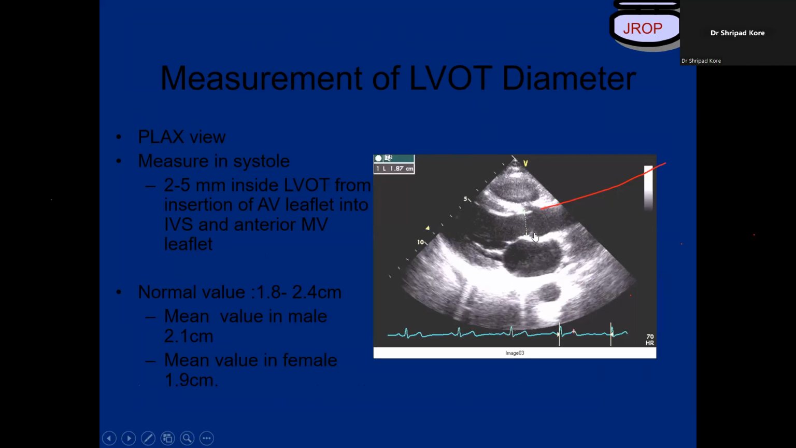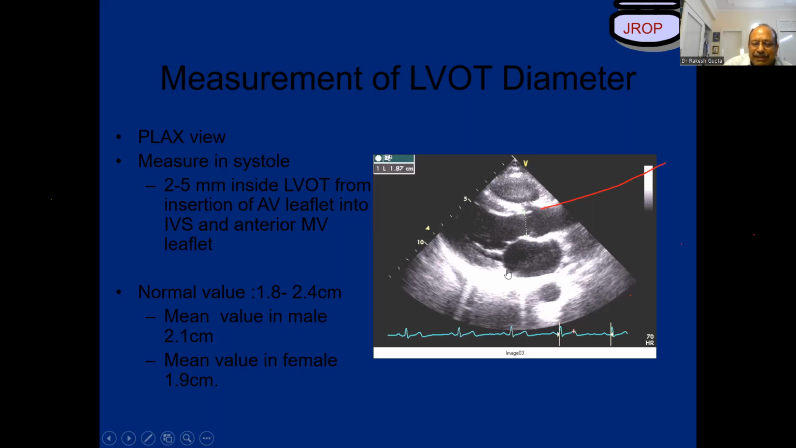End of diastole, end of systole. Yes, end of diastole will be smaller. Okay, end of systole. Now, when this aortic valve is open, it's pushing blood from the LV to the aorta.